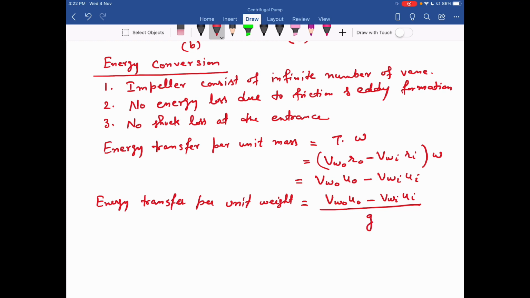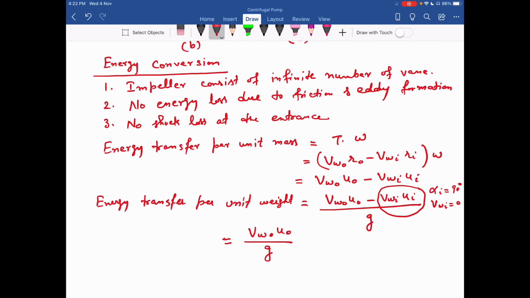Now in case of centrifugal pump, my flow is radial at the inlet. So that means the angle alpha I is equal to 90 degree at the inlet. So at that time, VWI is equal to 0. So now I can write this energy transfer per unit weight as VWO UO divided by G.